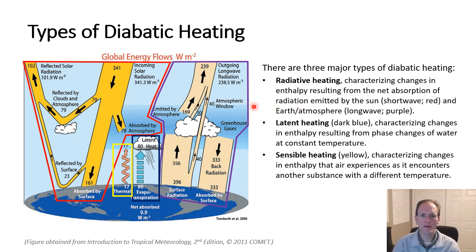So we have three major types of diabatic heating once again. Radiative heating, related to radiation balance, what comes in versus what goes out. Latent heating, related to phase changes of water within the atmosphere as well as at the surface. And sensible heating, specifically at the surface, since it requires two different substances to be in contact with each other, like air with the water or land at the ground.